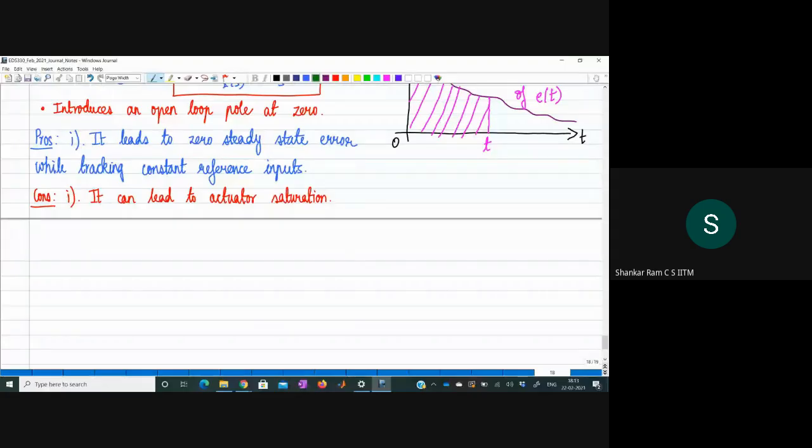Hello, any questions? Okay, so that is the integral controller.